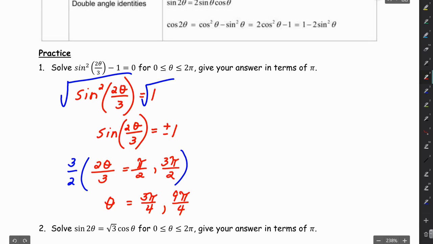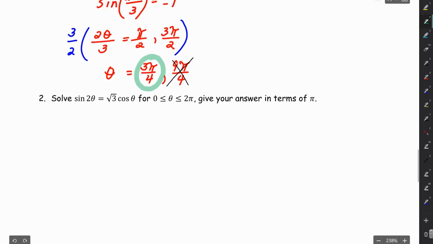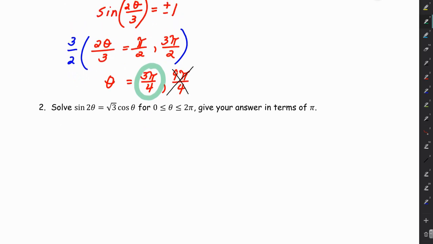Now remember, we're looking between 0 and 2 pi. Well, 9 pi over 4 goes into 9 twice with a little left over, a quarter left over. So this 9 pi over 4 is out of our domain. So the only solution that is going to work for this problem then is 3 pi over 4. Okay? Let's go ahead and look at number 2.